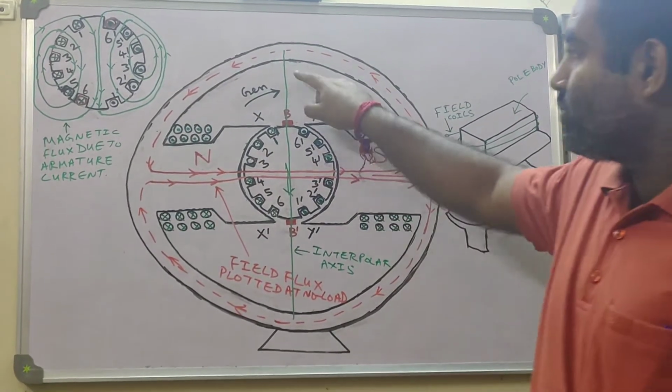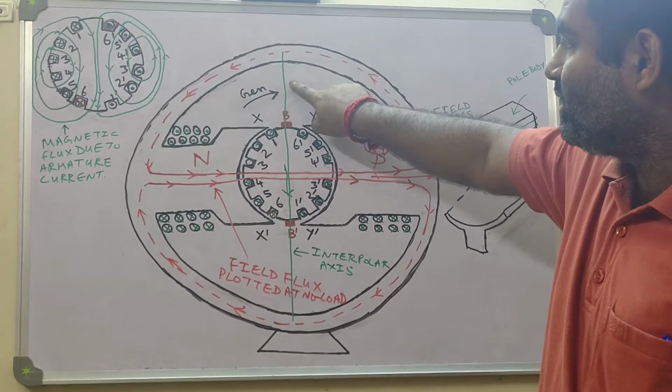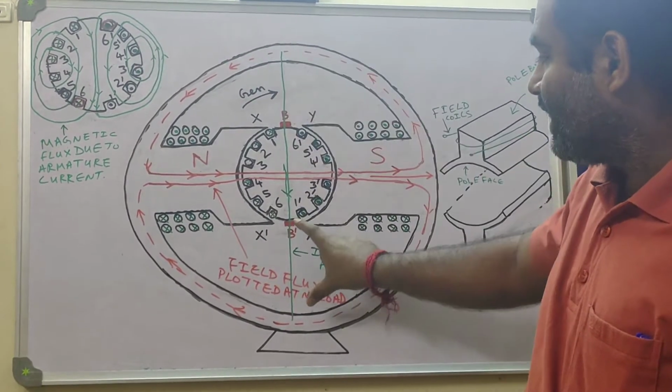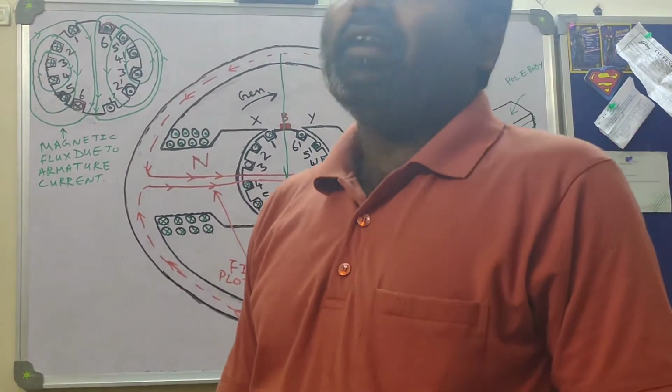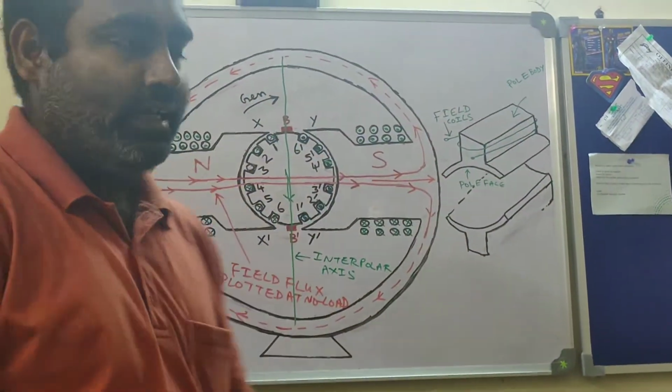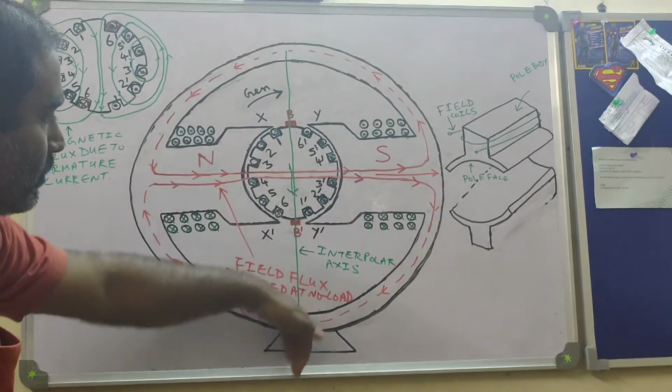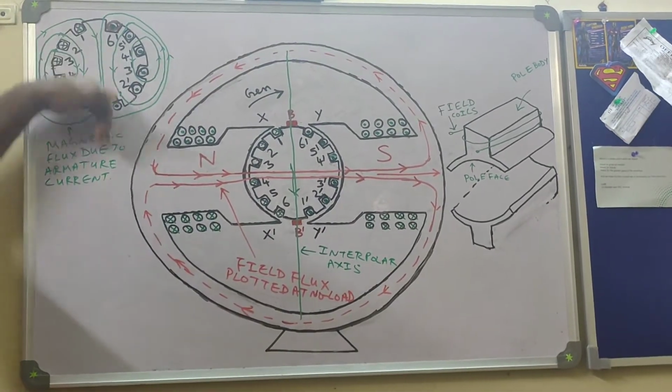That is GNA. So along this axis the air gap is maximum. This is the interpolar axis. So what do you find? That the armature magnetic lines of flux are directed along this axis, that is along the interpolar axis, this one.